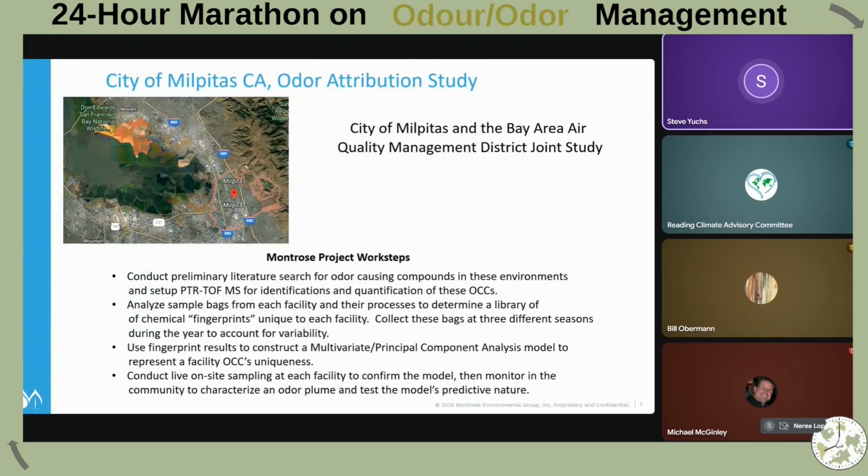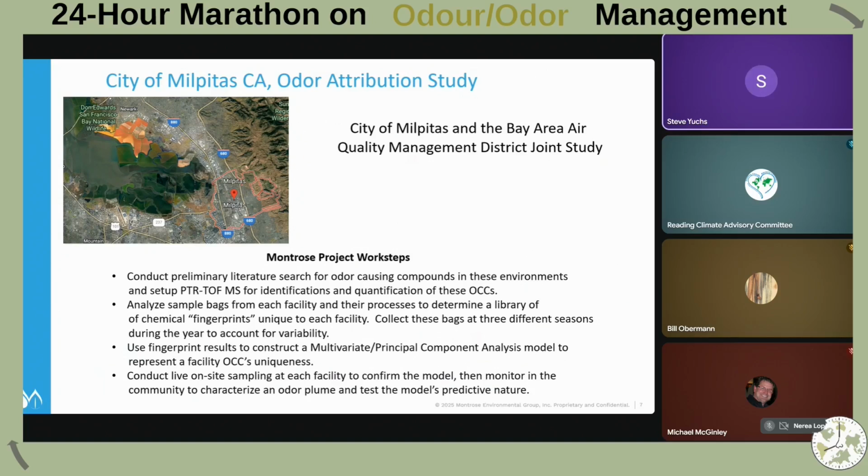One of the first projects we started was in the city of Milpitas, and this was with Jacobs Engineering. I know many of you know Bart and Scott, and this is all part of a multiple research project. We were looking to characterize the odor-causing compounds present in the San Francisco Bay Area and Milpitas area.